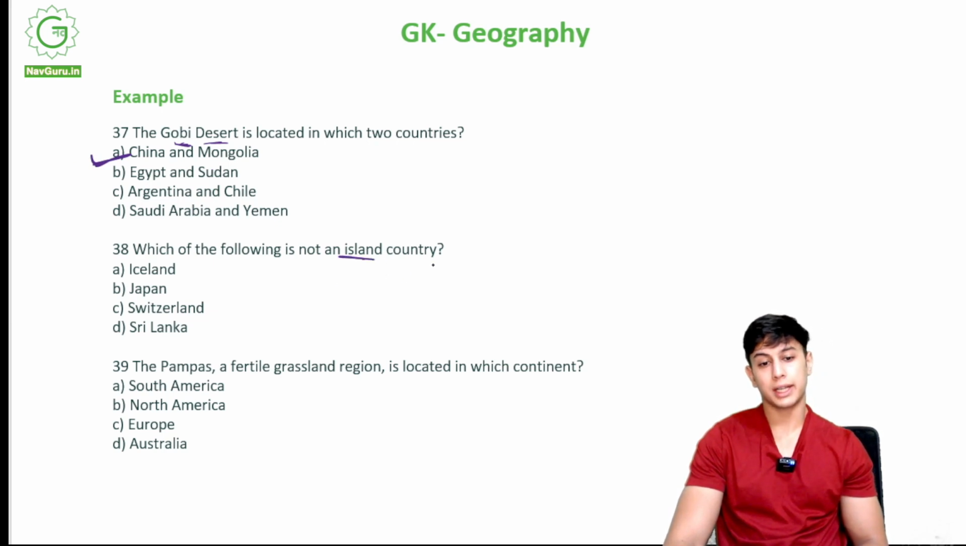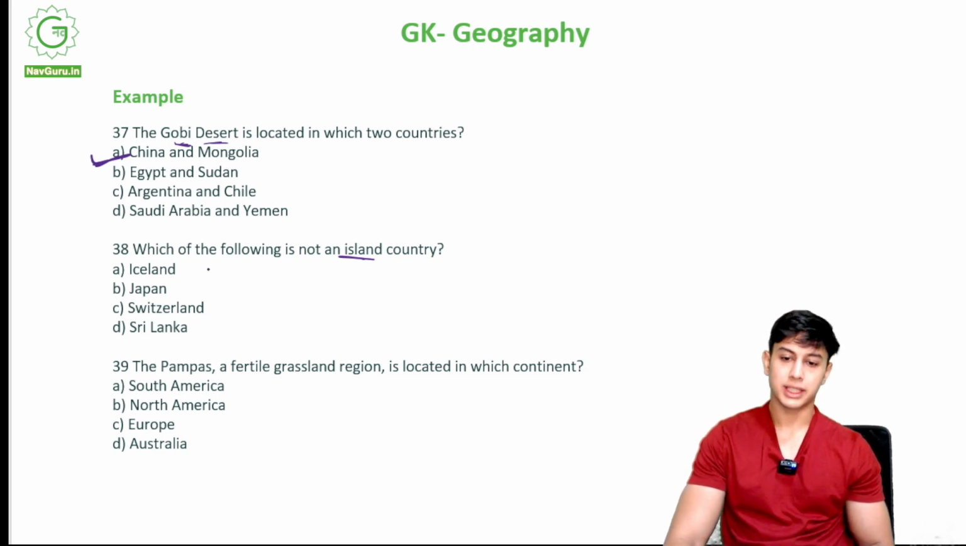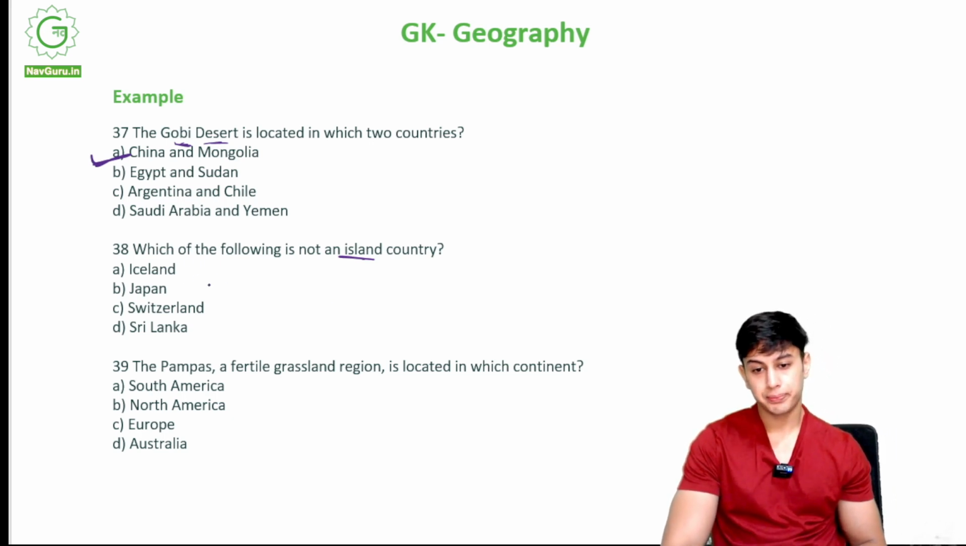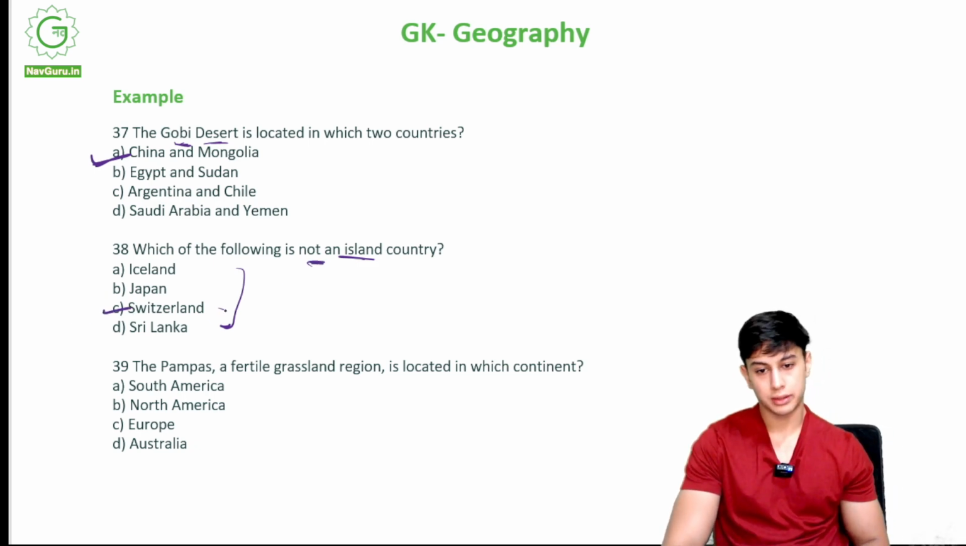Which of the following is not an island country? Is it Iceland? Is it Japan? Is it Switzerland? Or is it Sri Lanka? Out of all of these, which is not an island? It is C, Switzerland. Switzerland is not an island.